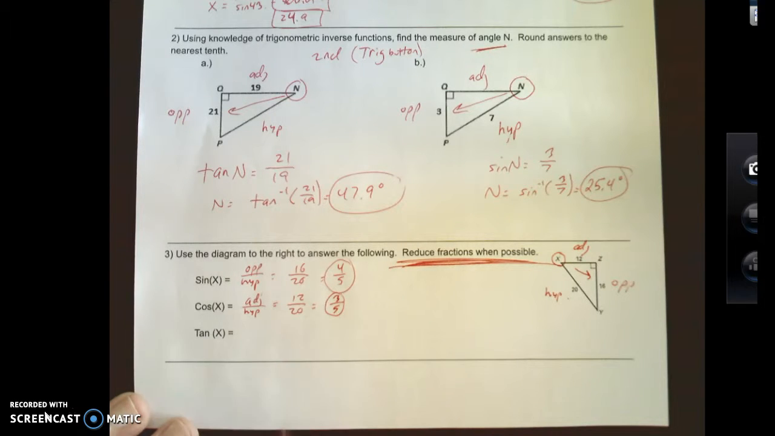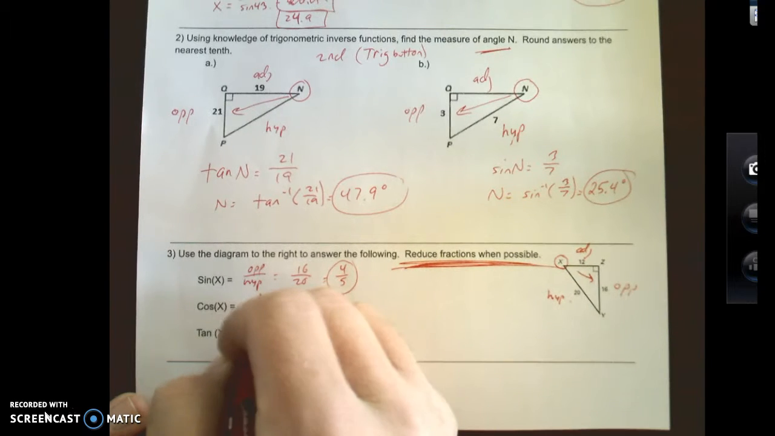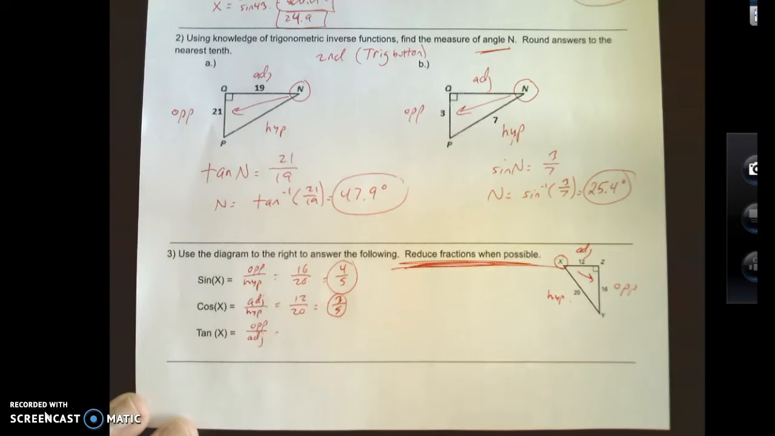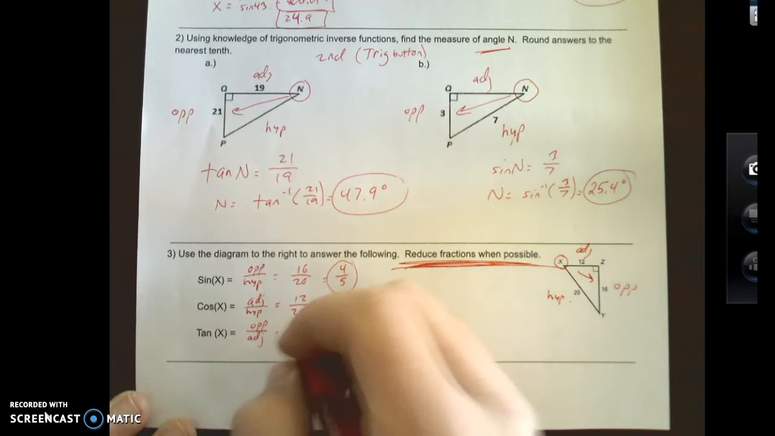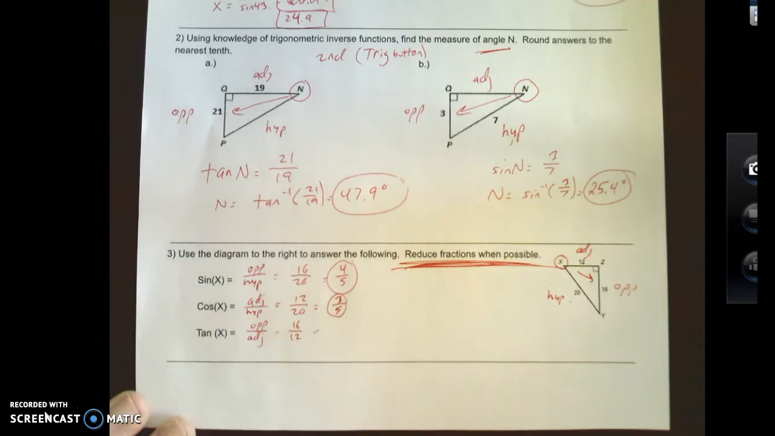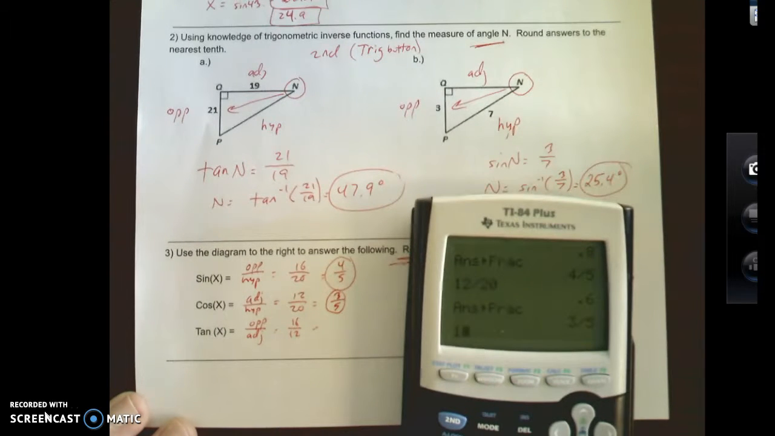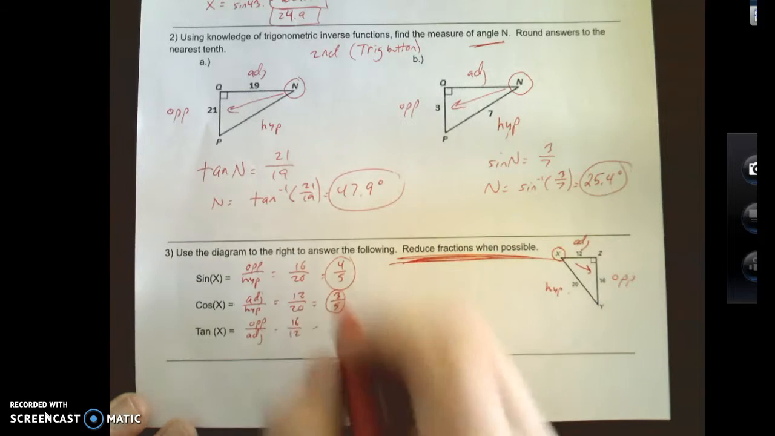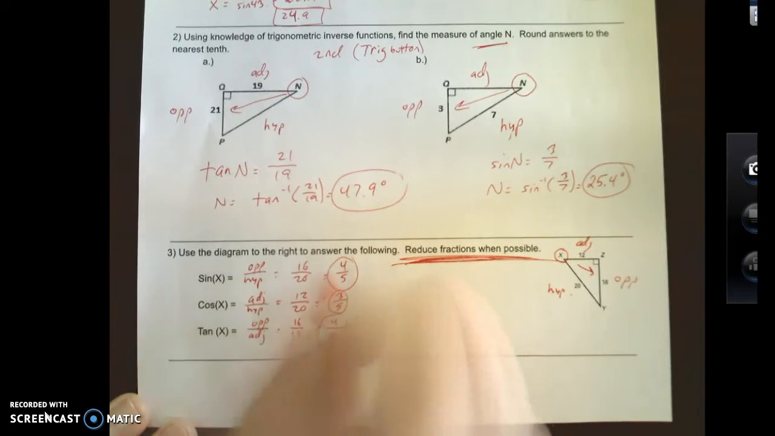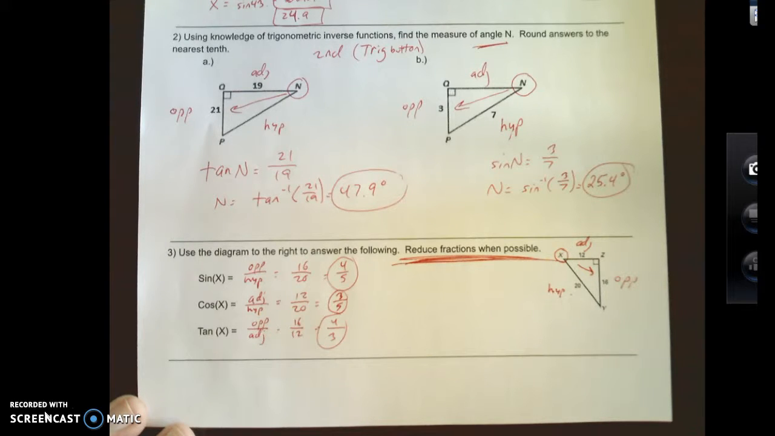Okay, cool. Tangent is opposite over adjacent. So you're looking at 16/12. Math, enter, enter, 4/3. So, again, just make sure you guys are comfortable with labeling opposite, adjacent, hypotenuse, and you'll be in very, very good shape.